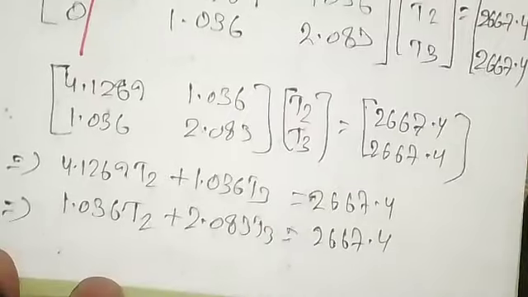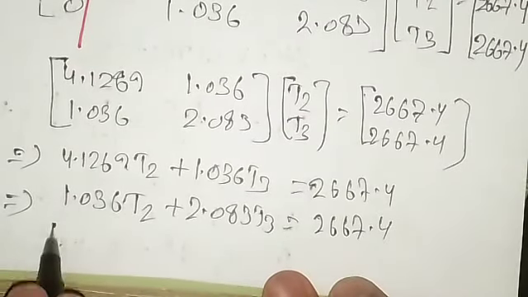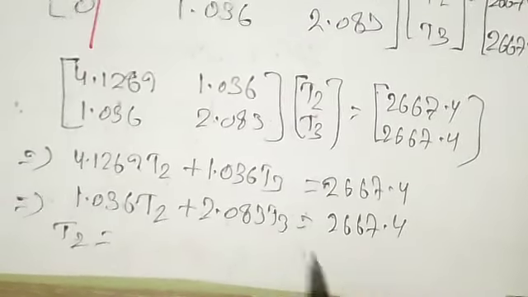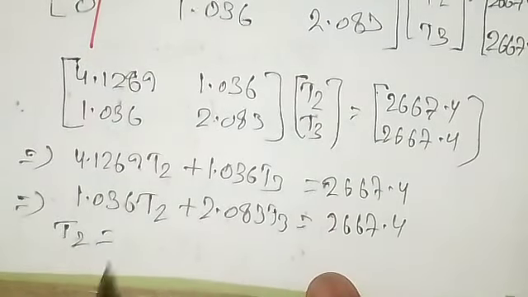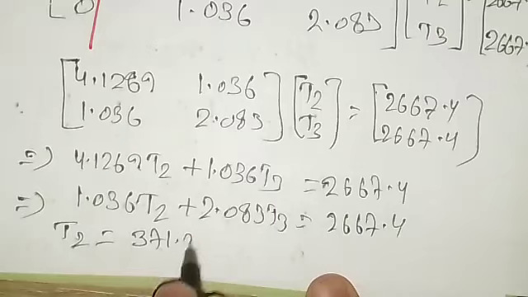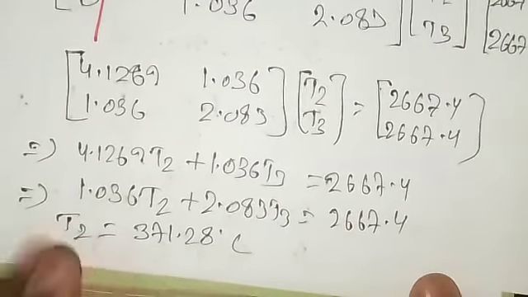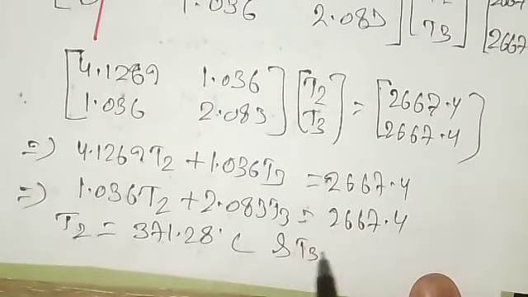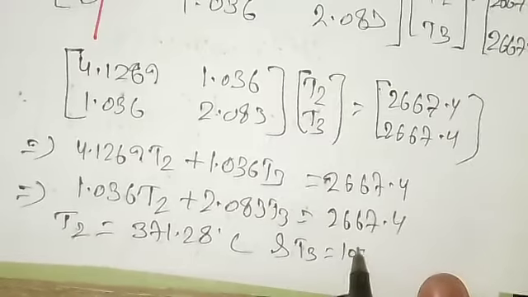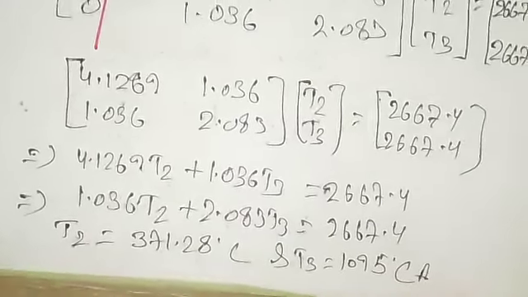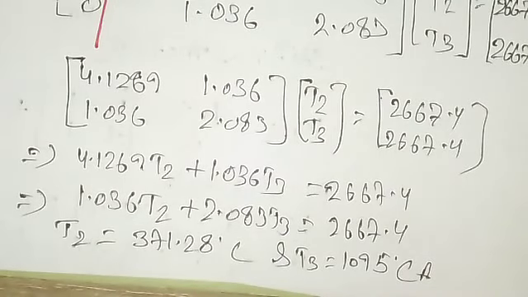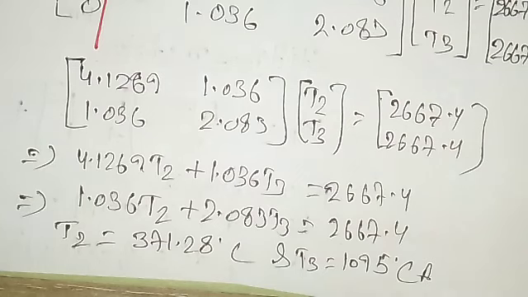So when you simplify these two equations, you will get that T2 is equal to 371.28 degree centigrade, and T3 is equal to 1095 degree centigrade. So this is how we can solve the problem related to heat transfer, specifically for FEM, by using the finite element method. Thank you.